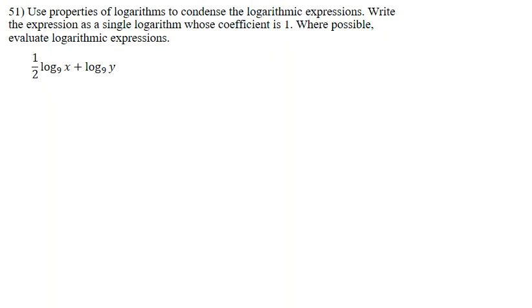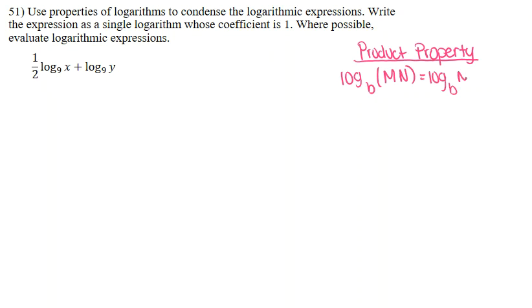Our first property is going to be the product property. And that is where you have a log base b of any number m times any number n. And this is broken down as log base b of m plus log base b of n. With product property, you always want to make sure that you add the logs.